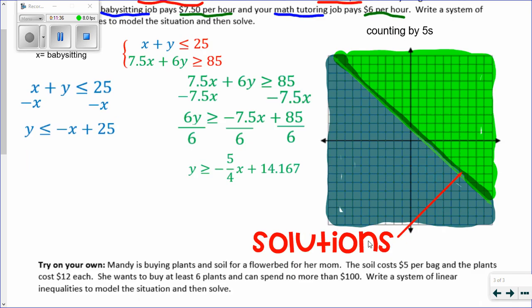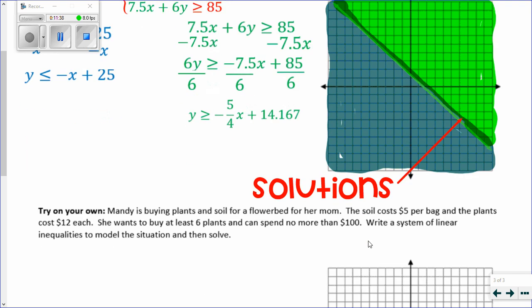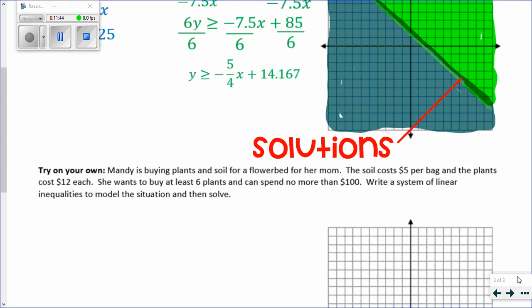So try this one on your own. At least try writing the system of inequalities, and then we will go over a better example of this in class. Okay, so that's all I got for you. If you have questions, write them down, and I will see you next class.